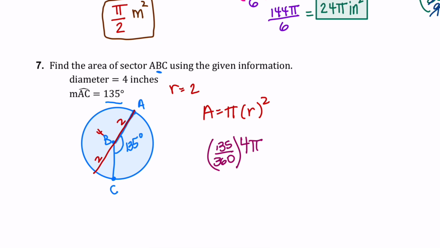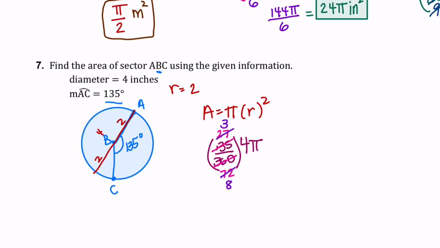Now we want to simplify this. You can put it in your calculator. I'm going to do it by hand though. I look at both of these and they're divisible by 5 because they end in 5 and 0. 5 goes into 135 27 times. 5 goes into 360 72 times. Now I'm looking at these and I know that 9 goes into both of them. 9 goes into 27 3 times. 9 goes into 72 8 times.